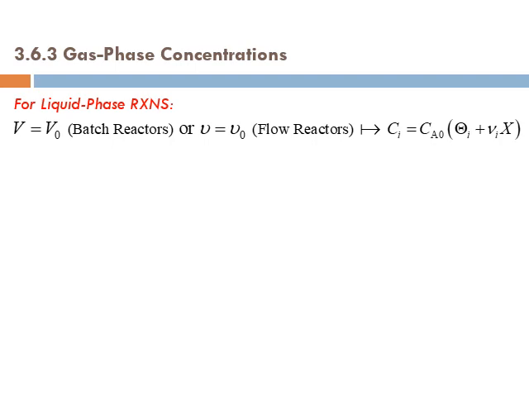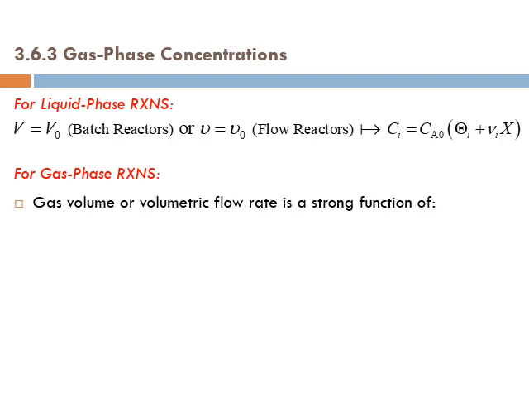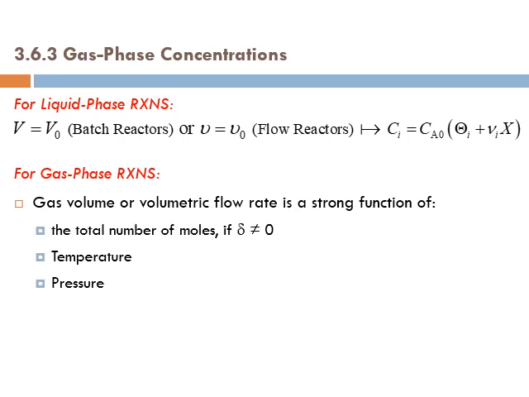Okay, let's talk about gas phase concentrations. For liquid phase reactions, we said V equals V naught for batch reactors, epsilon equals epsilon naught for flow reactors, and therefore we arrived at this equation after some simplifications. For gas phase reactions, the volume of a gas is a strong function of what?